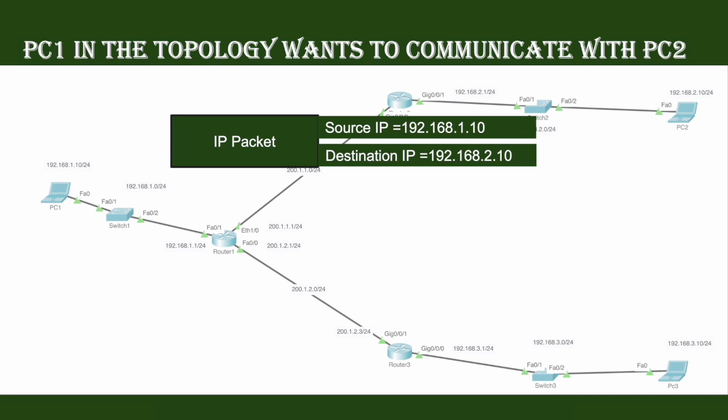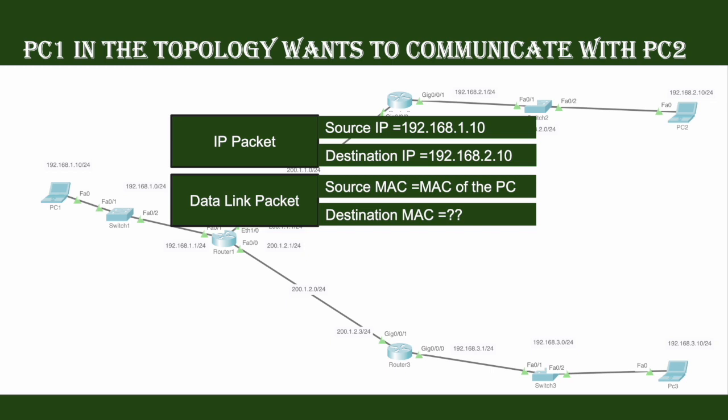Now, the next thing we need is the data link packet. Again, we are not going to go deeper into how the data link packet is structured. I think we already have a video which talks about the OSI model, but in the data link packet, depending on if it's an Ethernet packet, there is a packet structure. We are not going to go deeper into that in this particular video. But we do know that there are two fields in the Ethernet packet. One will be the source MAC, and PC1 knows the source MAC address because it's its own MAC address, so it puts the MAC address of the PC.